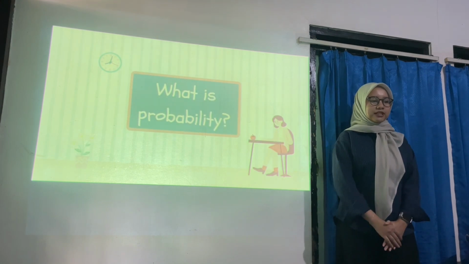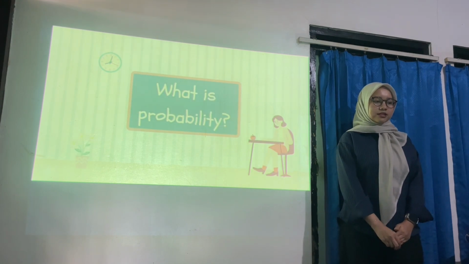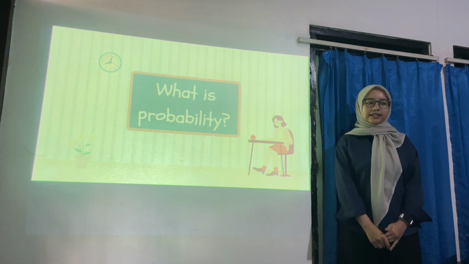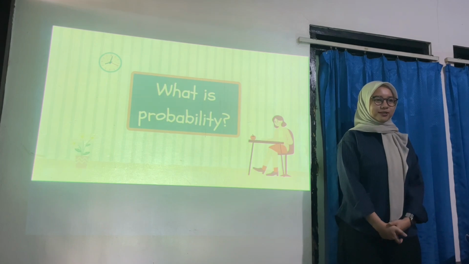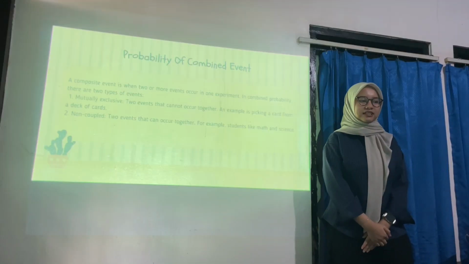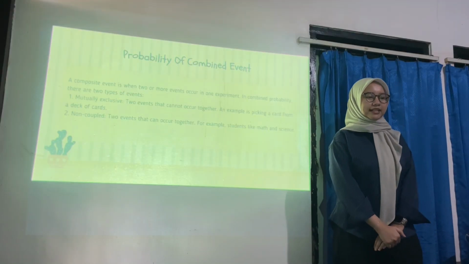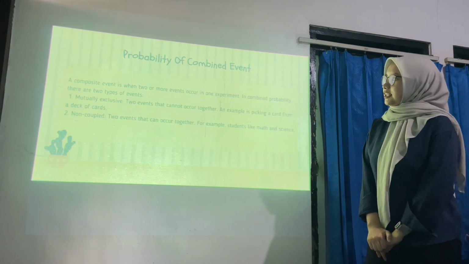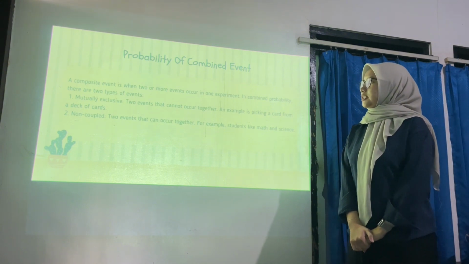Before going into the probability of combined events, remember first, what is probability? Does anyone know? Probability is the possibility of an event occurring, and it's usually written as a fraction, decimal, or percentage. Good. Give applause. Okay. Probability of combined events means two or more events occur in one experiment.